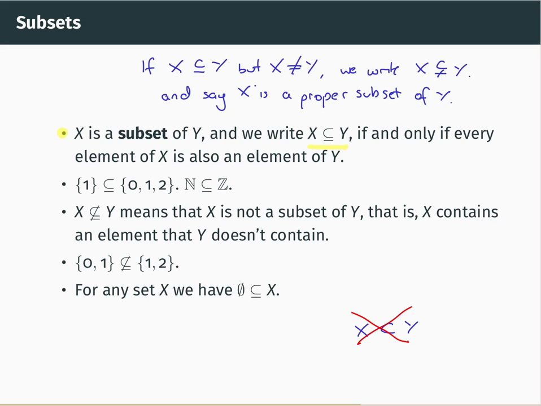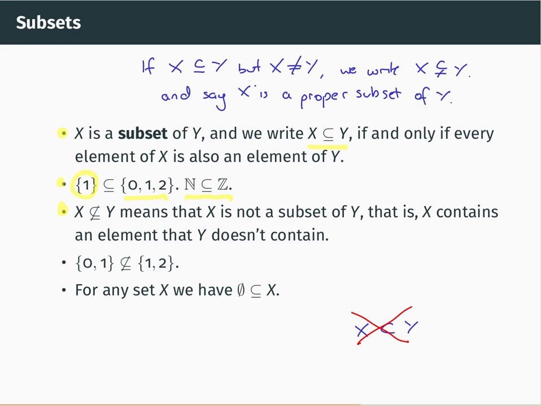Okay, let's look at some examples of subsets then. My next bullet point, the set containing 1 is a subset of the set containing 0, 1, 2. That's because there is only one element of the set containing 1, namely 1. That's also an element of this set. So every element in this set is also in the other set. And that means they fulfill the definition of being a subset. Similarly, the natural numbers are a subset of the integers because every natural number is also an integer.